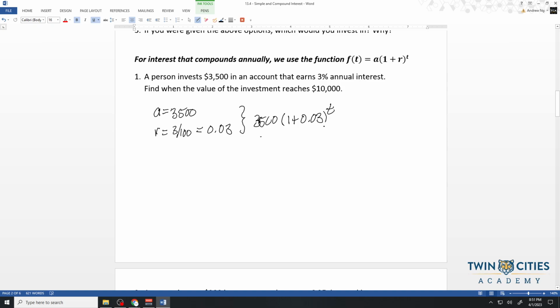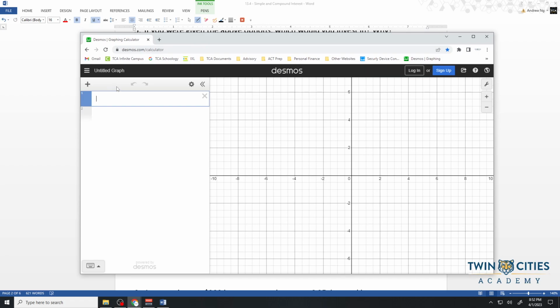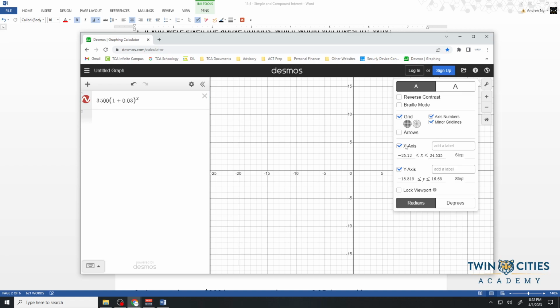I can graph this, and this will be the graph of this function here. So let's grab Desmos, and let's put that in. 3,500, parentheses, 1 plus 0.03, to the, instead of t, we'll use x, so that way we can see the graph. Now you'll notice I've got nothing shown. If I zoom out a little bit, still nothing shown. I have to actually go to my graph settings, and I have to change what we're looking at.